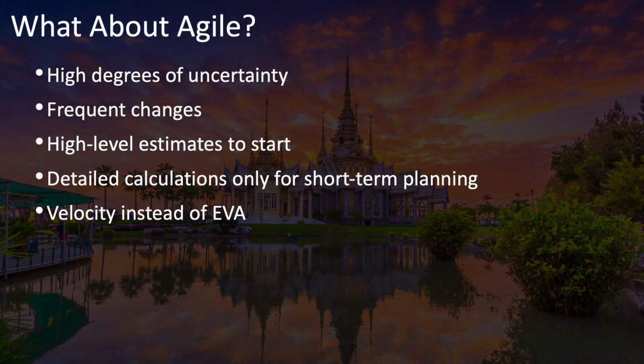Agile approaches are for projects that have a high degree of uncertainty and embrace change, meaning that your costs may also change frequently. Although not unique to Agile, it's common to start off the project with high-level estimates and save the detailed cost calculations for short-term sprint or iteration planning. However, Agile approaches often use the concept of velocity instead of earned value analysis to forecast how long a project will take and how much it will cost. Done properly, velocity measurements can be an excellent forecasting tool.